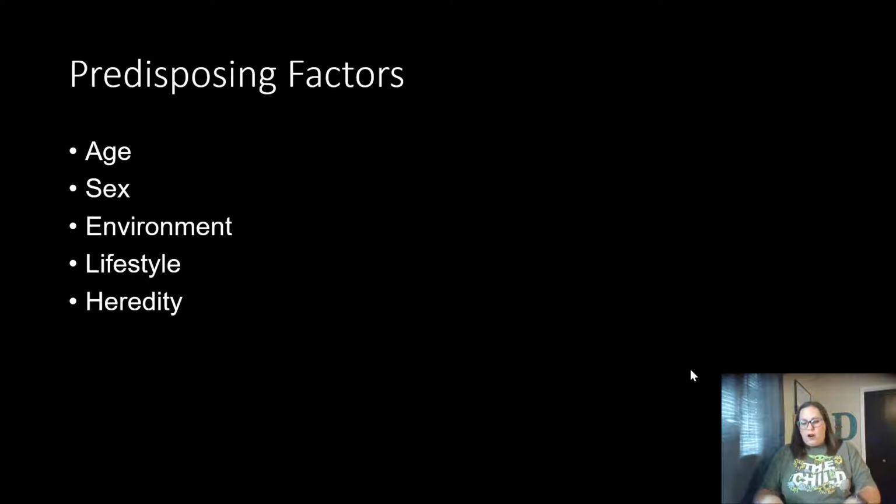Now, there are some things that predispose us to certain diseases. Okay, these are also known as risk factors. Predisposing factors are known as risk factors. This makes you more susceptible to something, and age is one of them. Okay, we see that the very young and the very old are more susceptible to diseases. The younger are susceptible because their immune system is just now starting and it's building. On the other hand, if they're very old, their immune system is tired and it's not working like it should anymore.